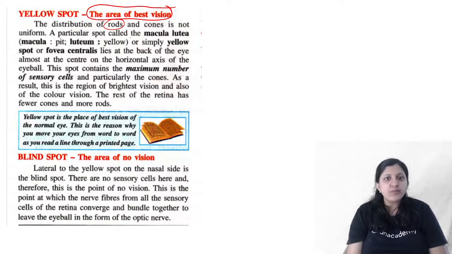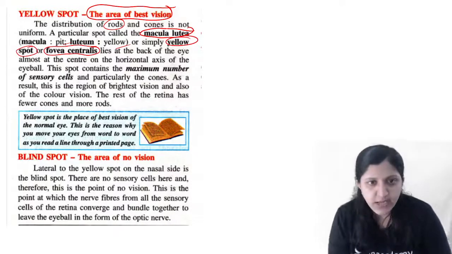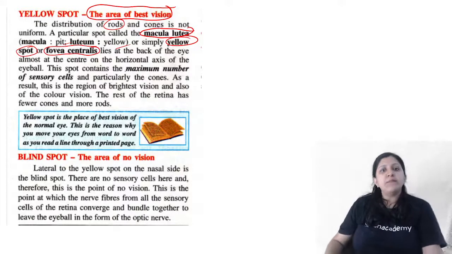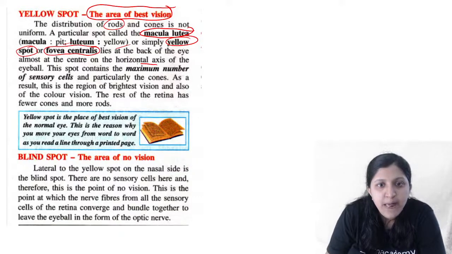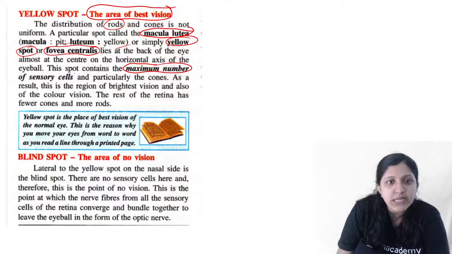A particular spot is called macula lutea; macula is basically pit, luteum is yellow, or simply yellow spot. All these names you need to know: fovea centralis, macula luteum, yellow spot, all these are names for the yellow spot itself. This lies at the back of the eye, almost at the center on the horizontal axis of the eyeball. This spot contains a maximum number of sensory cells.